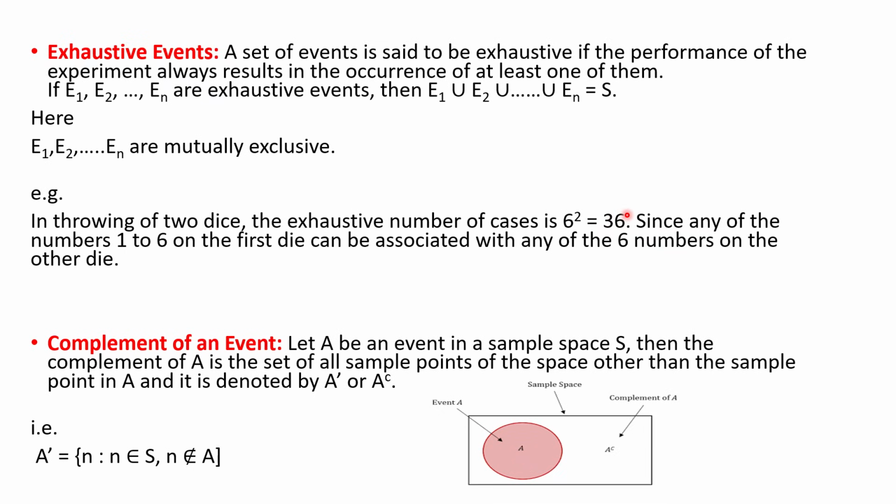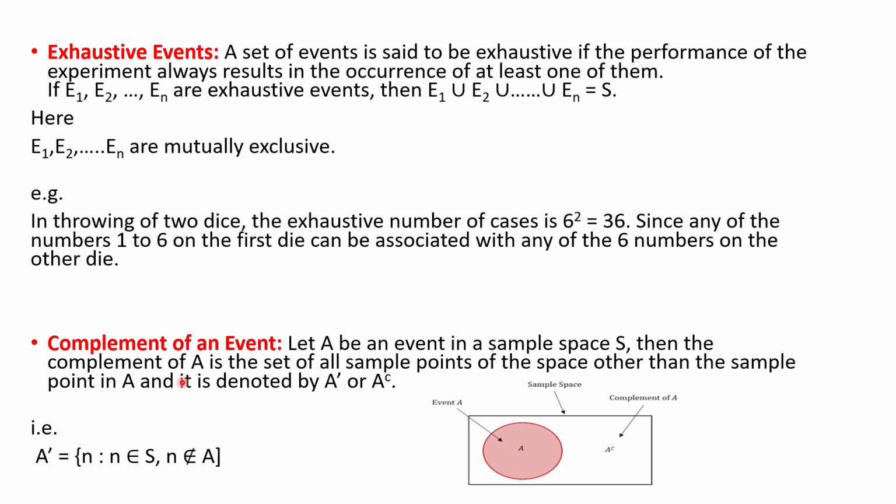Okay, this is the meaning of this slide, that performance of the experiment always results in occurrence of at least one of them. Means so many events are there, they are called exhaustive if the union of E1, E2 up to En will give you S, and all the E1, E2, En will belong to this S. This is the meaning. And mutually exclusive, that you have understood.